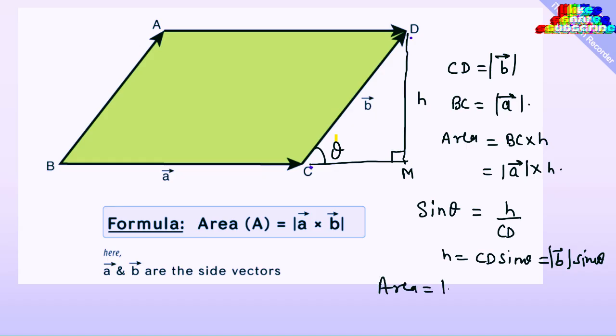So what we have obtained here is area equal to mod of A, times the value of H, which is mod of B sine theta, and this is the mod of A cross B. So this is the required formula for the area of a parallelogram. Now we are going to find the area of the given parallelogram. So let's do this.